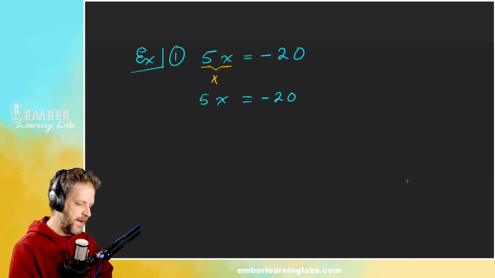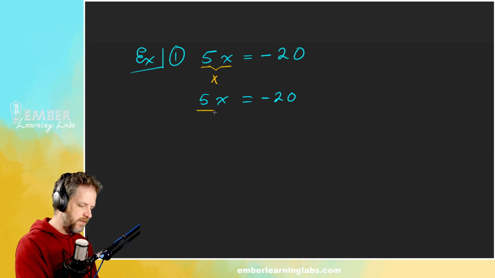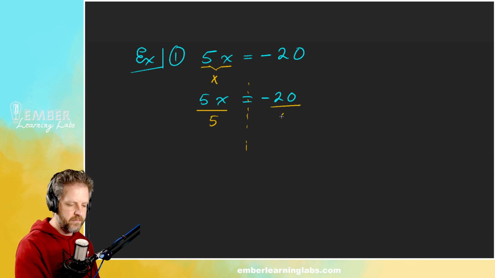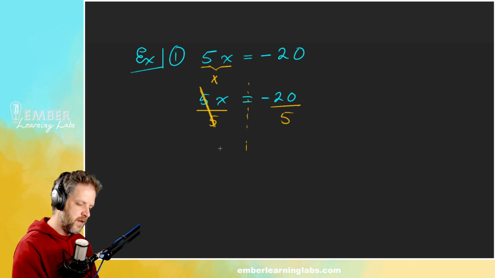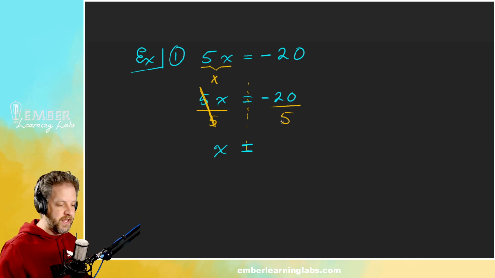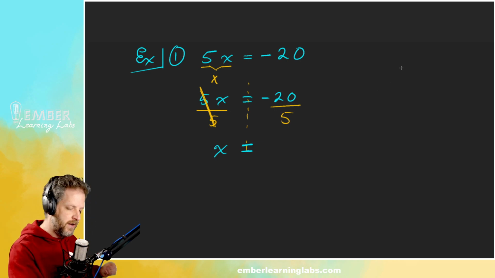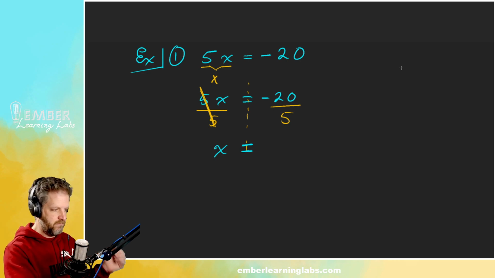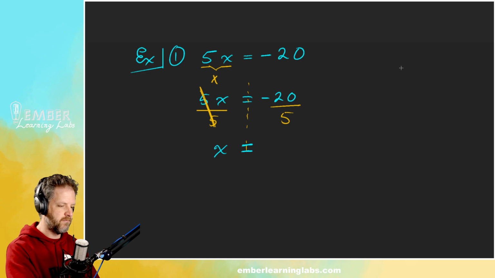Divide. Yeah, absolutely. Division. So to get rid of that 5, we're going to divide both sides by 5. Divide by 5, and if we do it over here, we've got to do it over here. So these 5s cancel, leaving us with just an x by itself. And then we've got negative 20 divided by 5. So what is negative 20 divided by 5? 4. It is almost, but not quite, right?